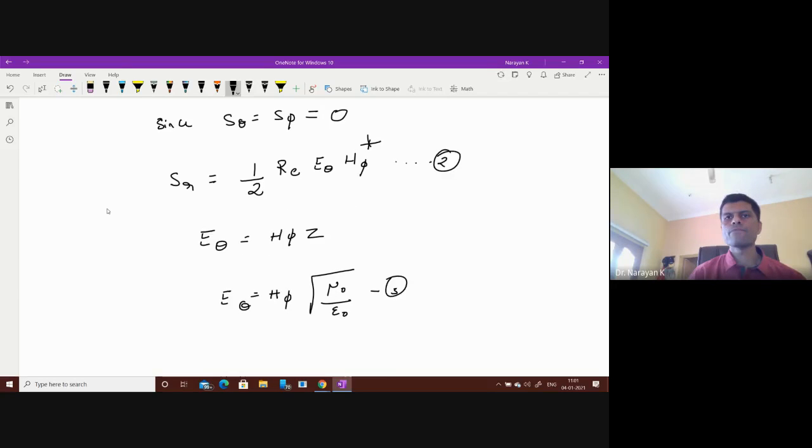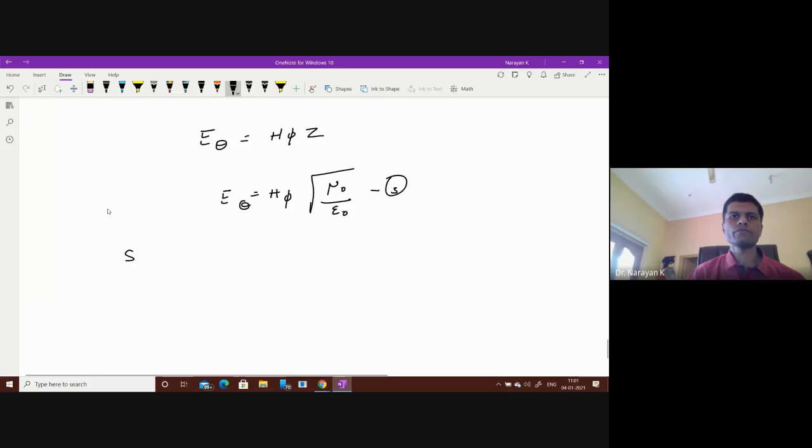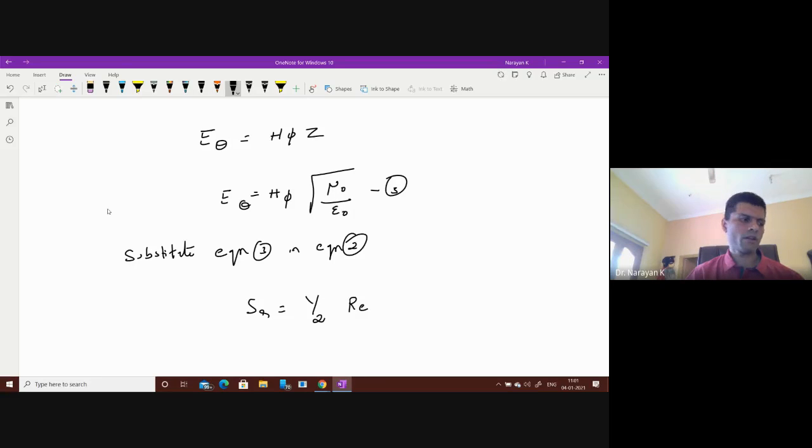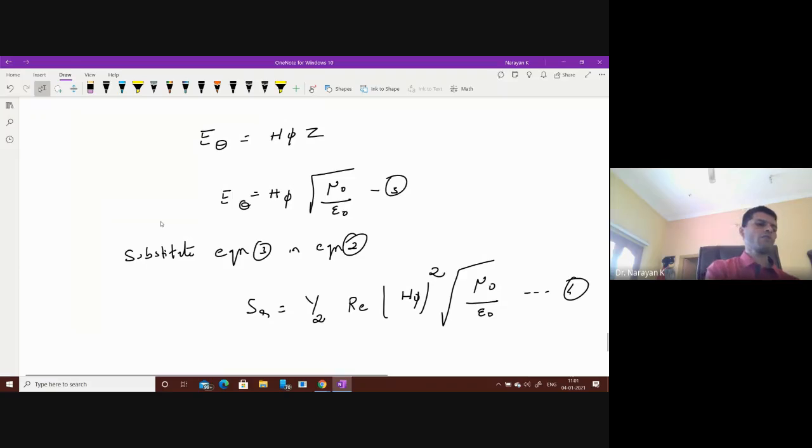Substitute equation 3 in equation 2. So you will get the radial component of the Poynting vector as half of real part of H phi square into square root of mu naught by epsilon naught. Call this equation 4. Till here the procedure is exactly the same. From here your problem starts.